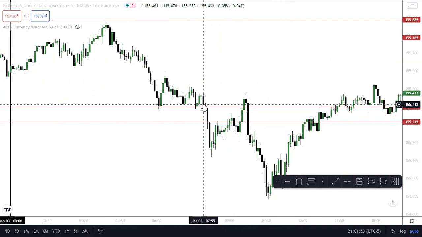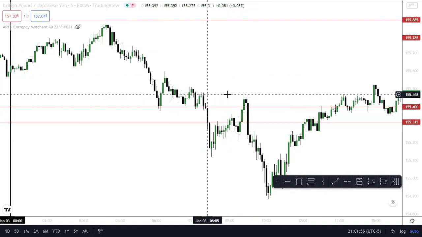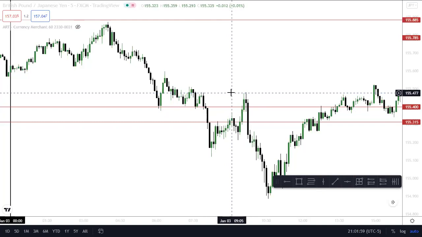Order blocks, imbalances, all of these things happening up here. And as usual, GBP JPY will tag you if you're stingy with your stop loss. So to survive trading GBP JPY, you will need patience. You will need a lot of patience.